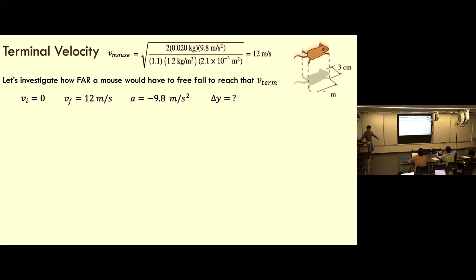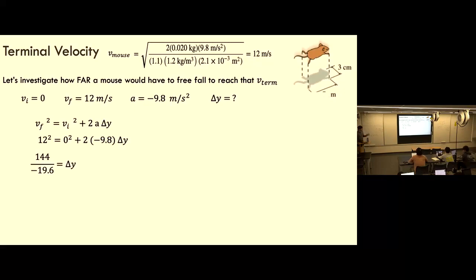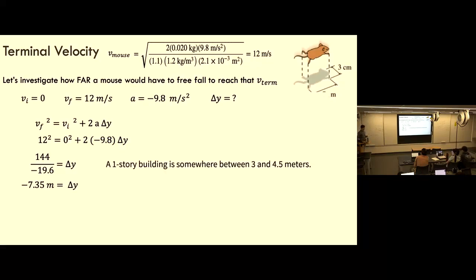And I'm going to try to figure out how far they need to fall in order to reach their terminal velocity. So if we plug all these things in, I don't have any time here, so I'm going to use my no-time kinematic equation. It turns out that the mouse or squirrel would only need to fall about 7 meters before they reach this terminal velocity. So just for some architectural perspective, one story in a building is about 3 to 4 meters-ish. So that distance that the mouse or squirrel fell is just a 2-story building. And that velocity is so small, that's roughly like 20 miles an hour, something like that.